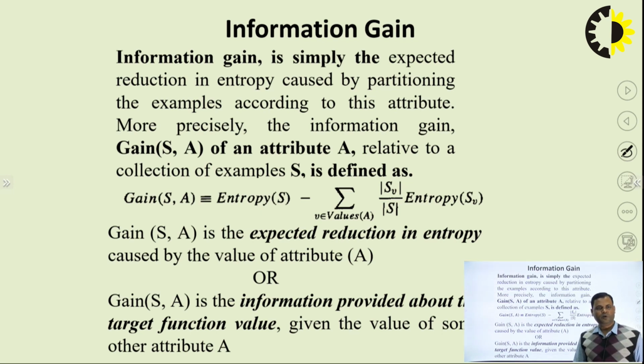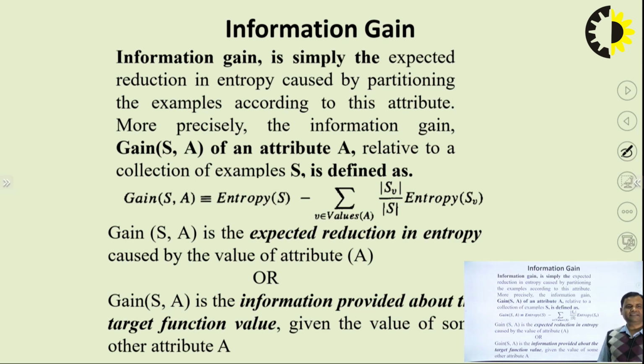More precisely, the information gain can be defined as Gain(S, A). That means in data set S, the information gain of attribute A related to the collection of examples S is defined as Gain(S, A) equals Entropy(S) minus the sum over v belonging to values of A of |Sv| upon |S| times Entropy(Sv). So Gain(S, A) is the expected reduction in entropy caused by knowing the value of attribute A. It is the information provided about the target function value, given the value of some other attribute A.